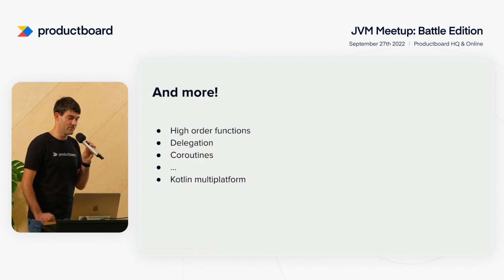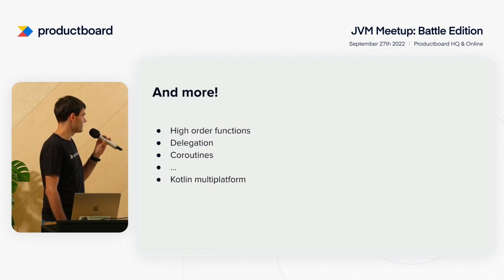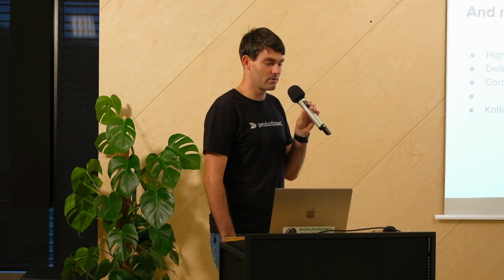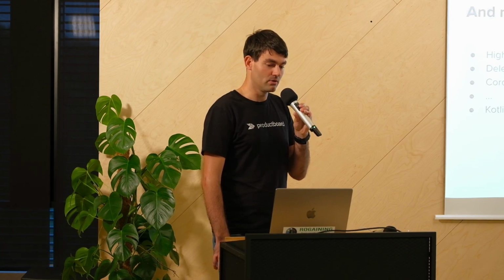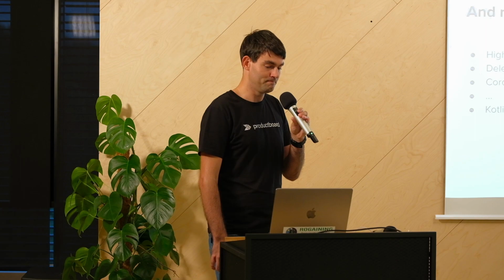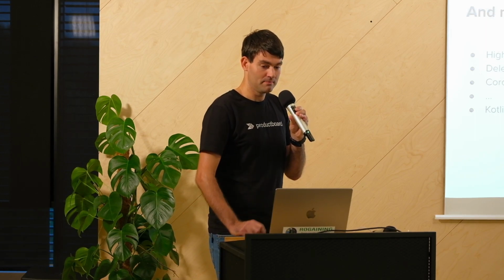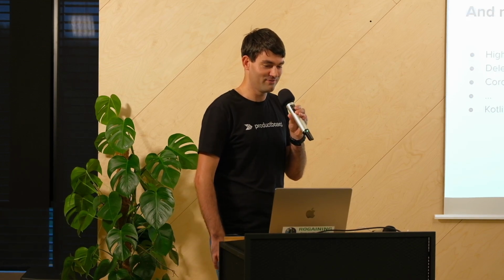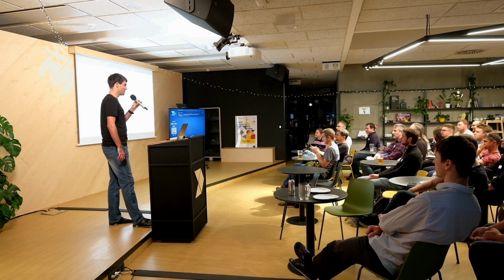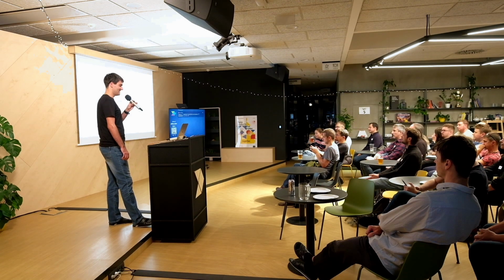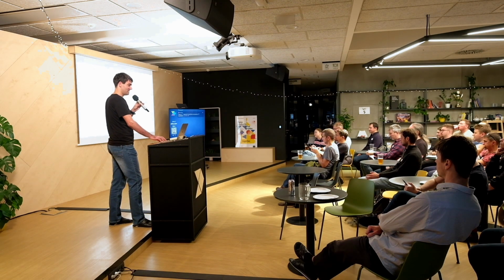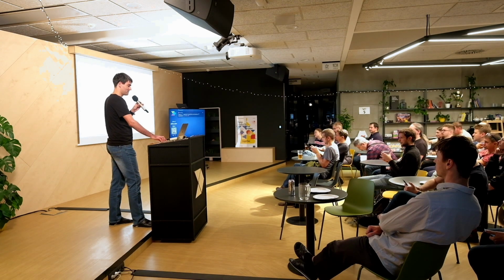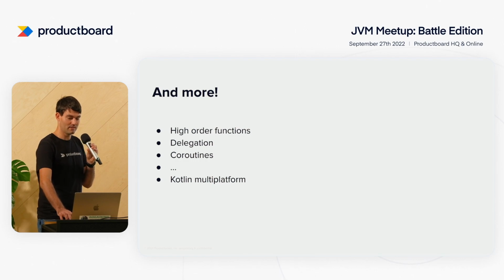And there are more features I will not mention. For example, higher order functions, delegation, coroutines, or Kotlin multiplatform. Kotlin is quite pushing on this to be able to compile Kotlin code also, for example, to JavaScript or to native bytecode. But I don't have so much time. So I will just summarize that, from my point of view, Kotlin is pushing Java to improve, and Java improves, and then Kotlin uses this with advantage.